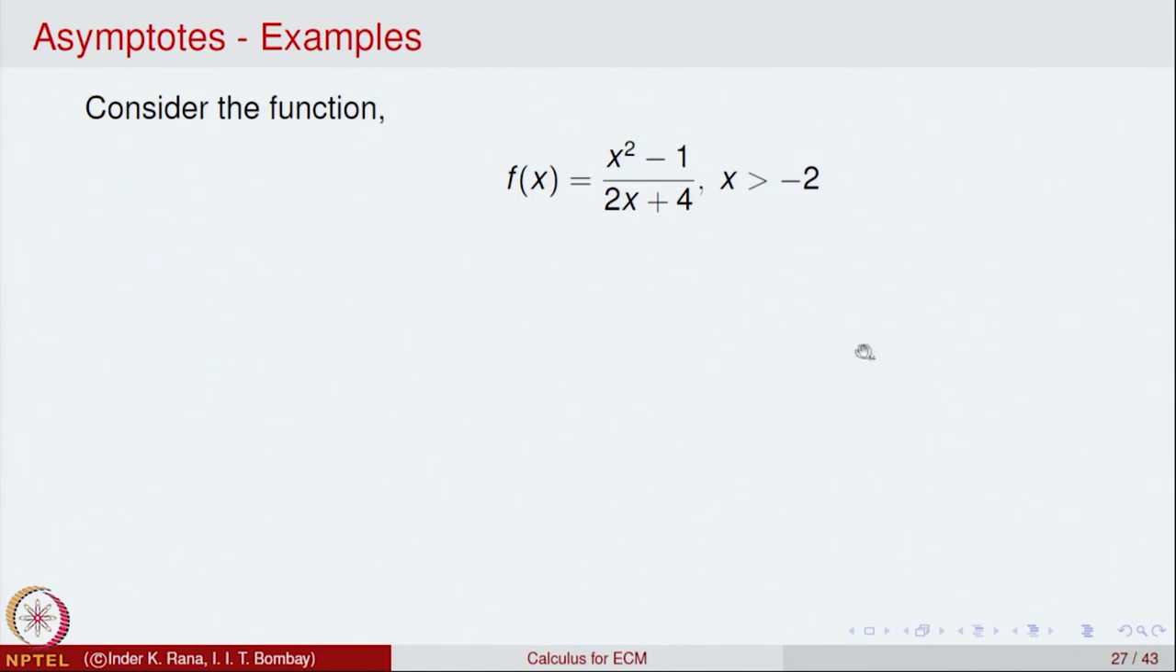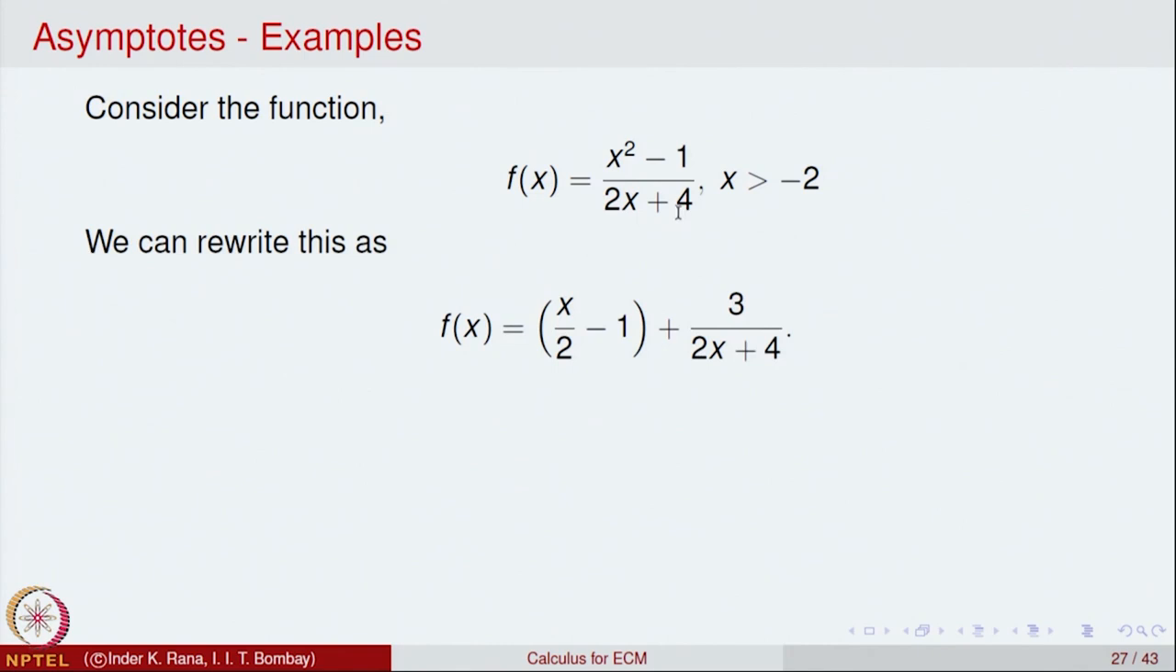Let us look at an example of a function f of x, which is x square minus 1 divided by 2x plus 4. Of course, 2x plus 4 should not be equal to 0. So, let us look at the domain where x is strictly bigger than minus 2. Then no problem comes. In this domain, using a bit of algebra, we can divide x square minus 1 by this and write it as x by 2 minus 1 plus 3 divided by 2x plus 4. This is like a division of numbers, the quotient plus the remainder kind of thing.